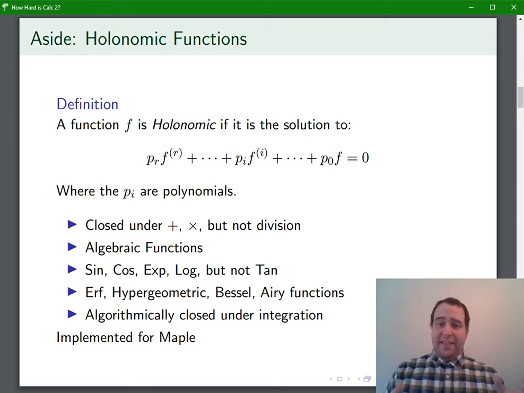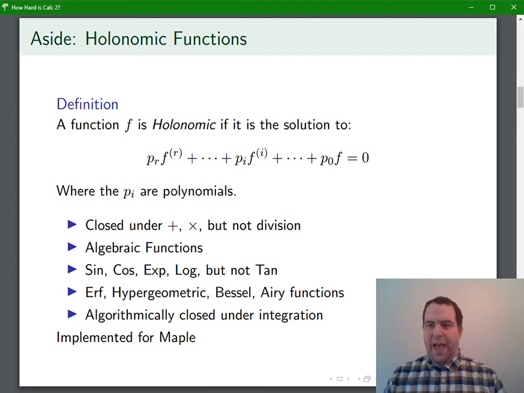And the very nice thing is that this set of functions is algorithmically closed under integration. It's super easy, given a holonomic representation of a function, to find a holonomic representation of its integral. And so the issue here is just converting back and forth between the holonomic representation and something a little bit friendlier. And in fact, this is implemented for Maple. This is implemented for all sorts of computer algebra systems. And there's a similar technique that's used to solve finite sums, and you can read about that in A equals B.